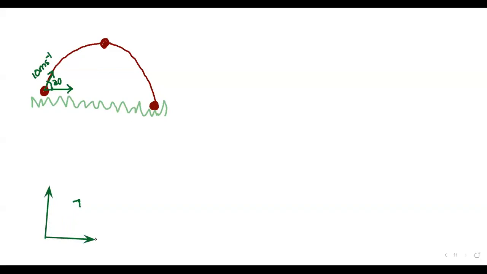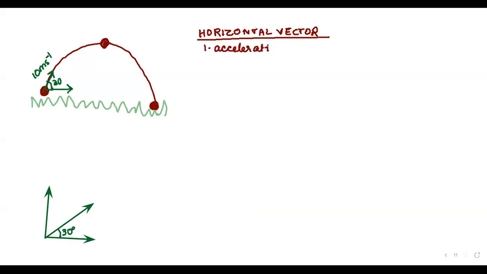Right? Now, the rules for the two components are different. First, let me just tell you the rules. Then I will tell you how to solve the questions related to it, and that's when the rules are going to make more sense, right? We have our horizontal component, or the horizontal vector. For the horizontal vector, we have a few rules. The first rule is that acceleration is 0 in the horizontal direction.